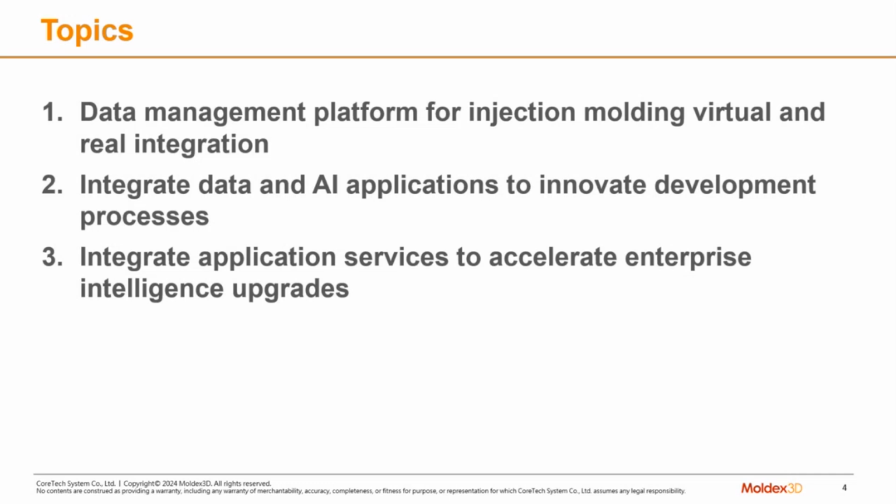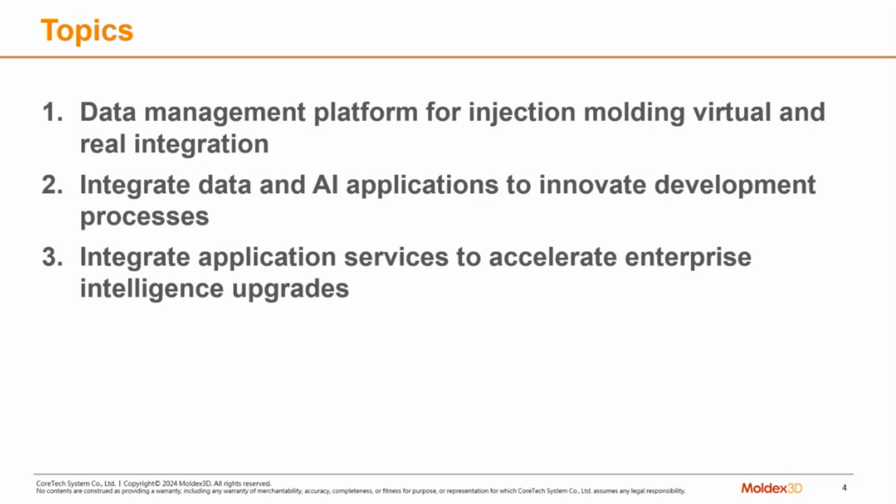Second is how do we get relevant information from all this data we have and use it towards AI applications to innovate our development process, whether it's DFM like the part design side or tool design side or processing side. What we want to do is learn from all the data and make better, faster, more efficient decisions, right? So that's the second aspect, or how to improve our internal process using AI.